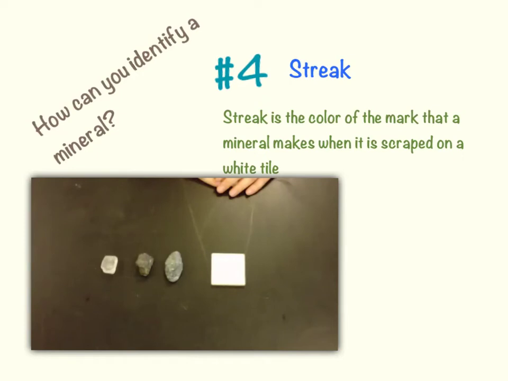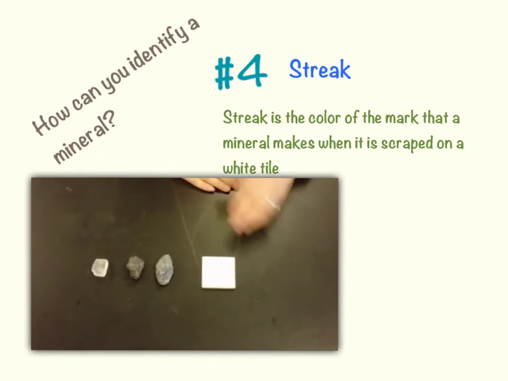So another way you can identify a mineral is by streak. Streak is the color of the mark that a mineral makes when it is scraped on a white tile. You will actually be performing this test on Tuesday with your set of minerals, but I would like to show you a quick overview video of exactly what a streak test is and how it's done.